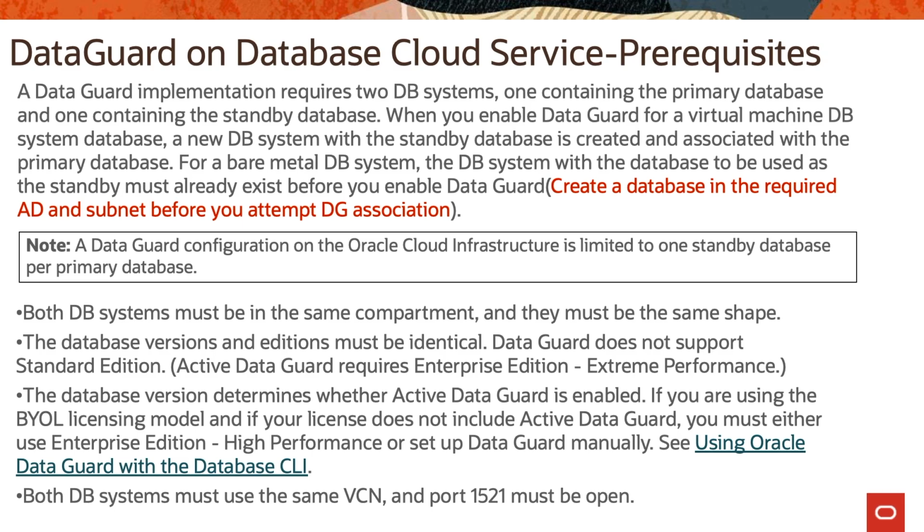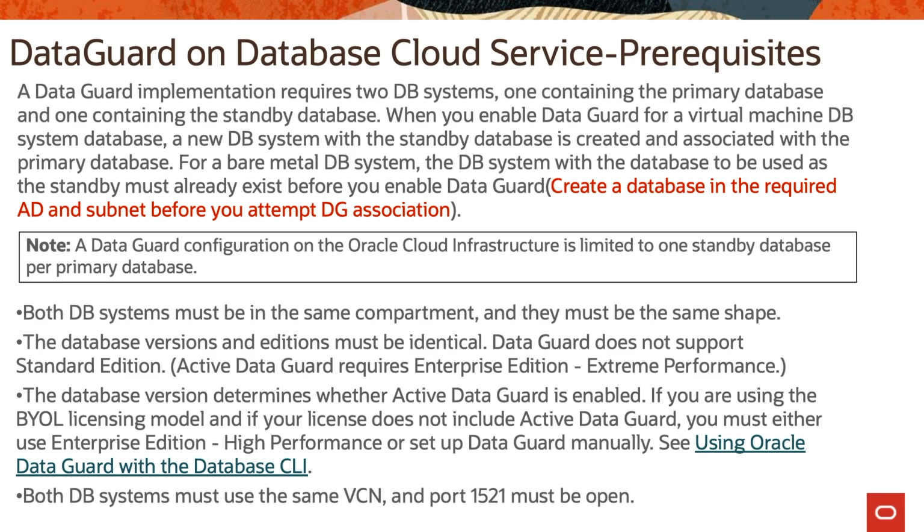A data guard configuration on Oracle Cloud Infrastructure is limited to one standby database per primary database. Both DB systems must be in the same compartment and they must be of the same shape. So that's another limitation. The database version and edition must be identical. DataGuard does not support a standard edition, since we already know that Active DataGuard requires an Enterprise Edition extreme performance on the OCI. So database versions determine whether Active DataGuard is enabled.